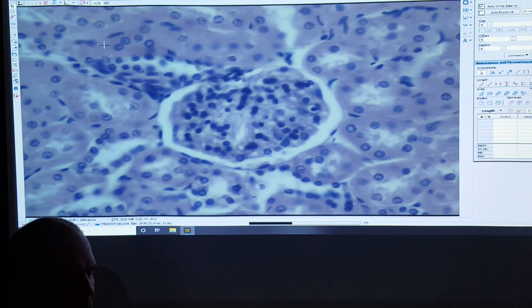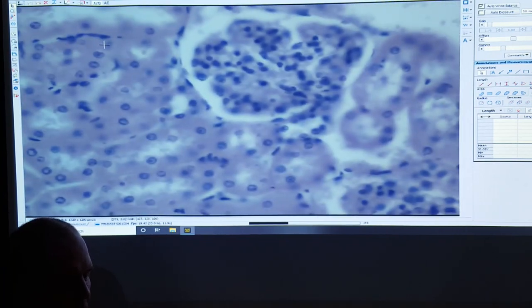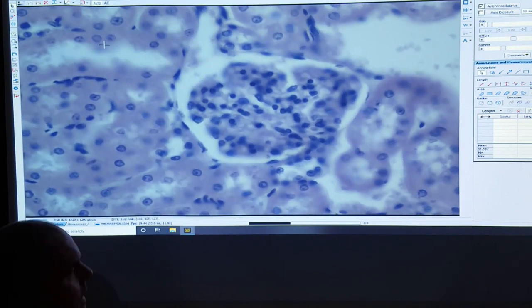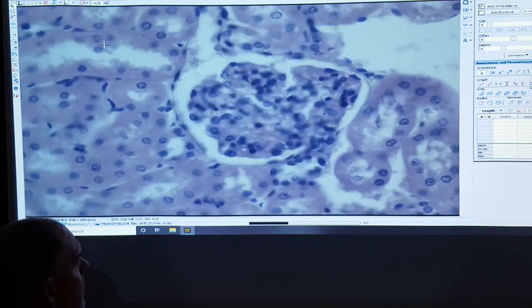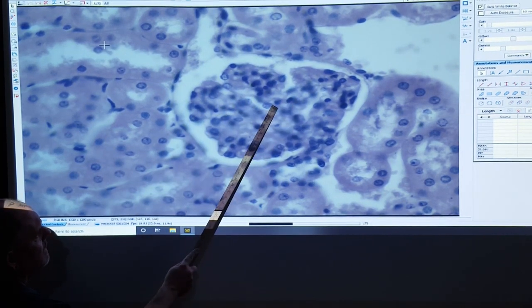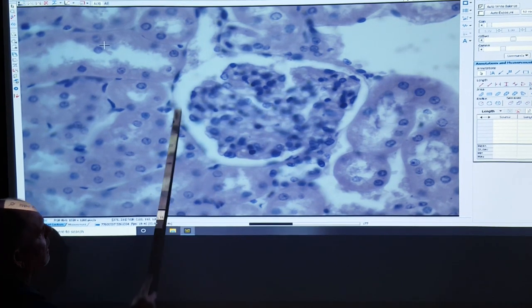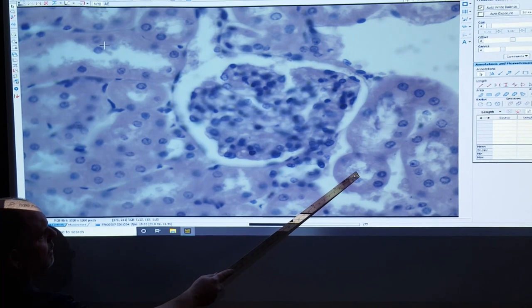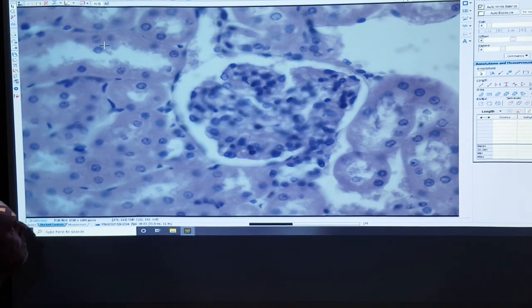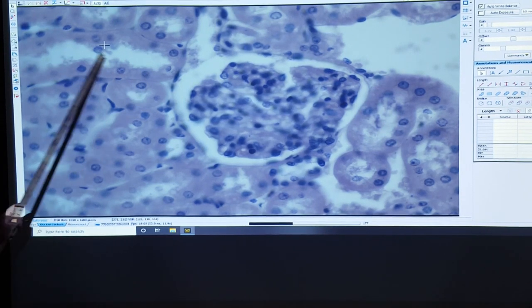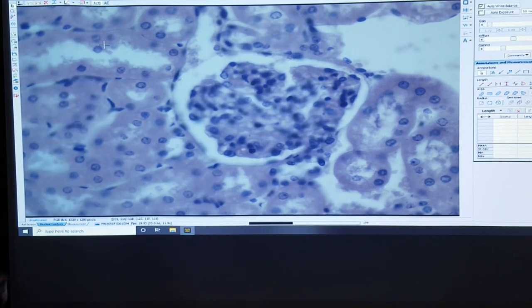Let's look around a little bit and see what else we can spot. So here is a perfectly good glomerular capsule, proximal convoluted tubule right there, beautiful. Distal convoluted tubule right here, notice it's cleaner inside.